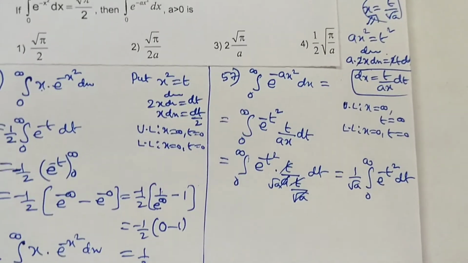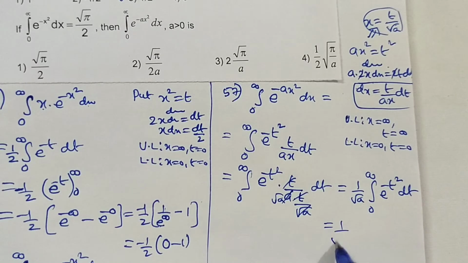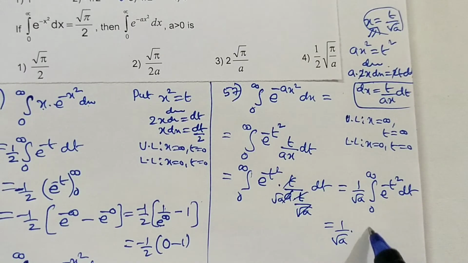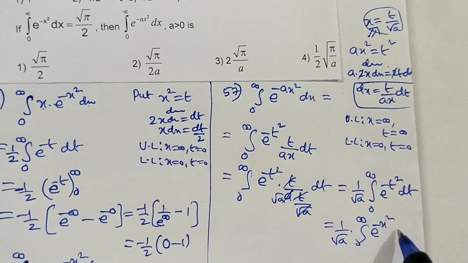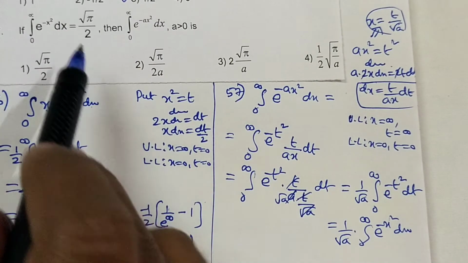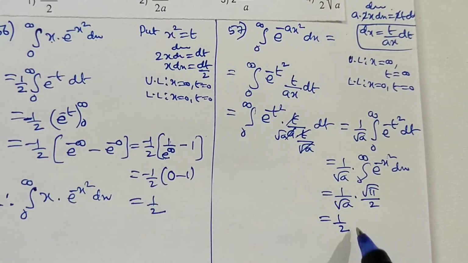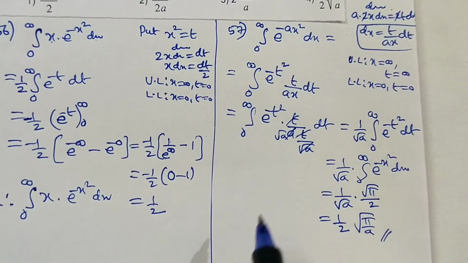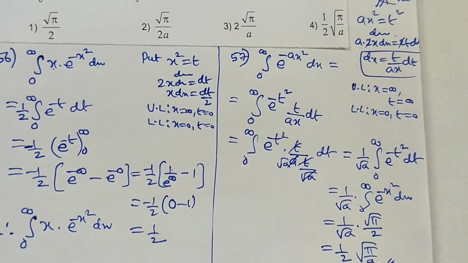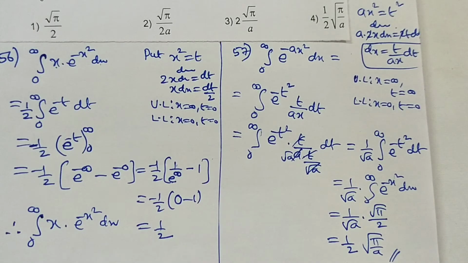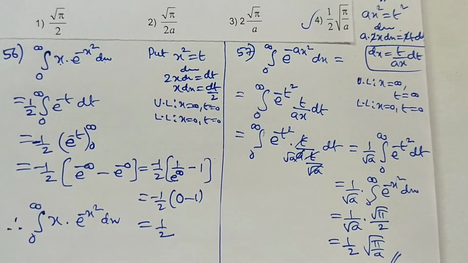By variable change property, 1 by root a integral 0 to infinity e power minus x square dx. This value is given as root pi by 2 only, no? So 1 by root a into root pi by 2. So we can write it as 1 by 2 into root pi by a, which is there in the fourth option. So little practice is required for these two questions, dear students. We'll move to the next one.